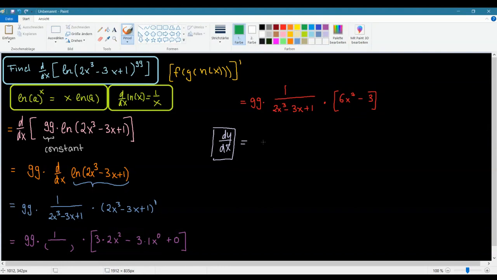Okay, so now we end up with 99 times (6x squared minus 3) over (2x cubed minus 3x plus 1). And that is our solution.